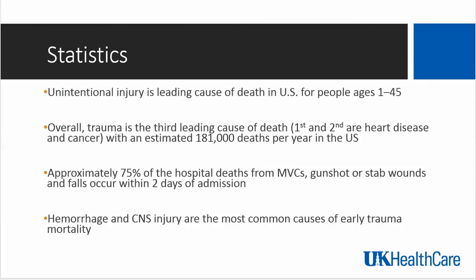So some statistics to start off with. Unintentional injury is the leading cause of death in people ages 1 through 45 years of age in the U.S. Overall, trauma is the third leading cause of death with an estimated 181,000 deaths per year in the U.S. The most common cause of death in the U.S. is heart disease, with the second being cancer.